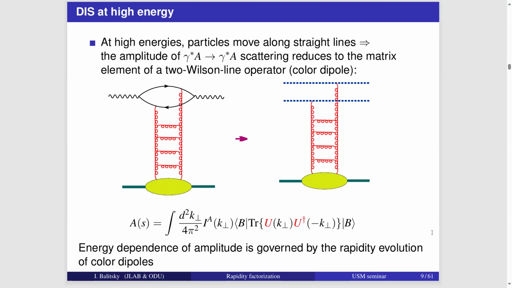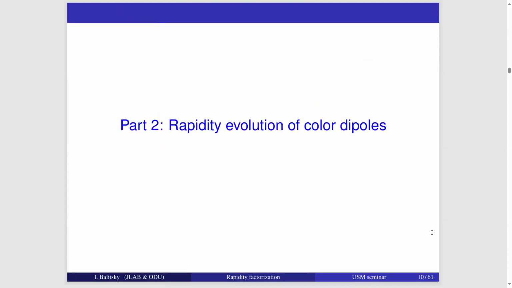The amplitude can then be written down as an integral over this transverse distance or transverse momentum times the matrix element of the two Wilson line operators, U dagger here, between target states. The energy dependence of the amplitude is then governed by the rapidity evolution of these color dipoles. Second part, rapidity evolution of color dipoles.